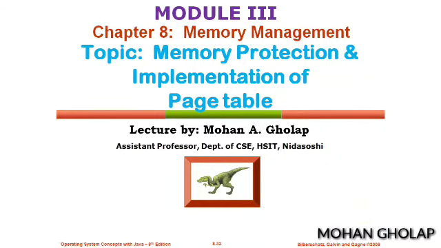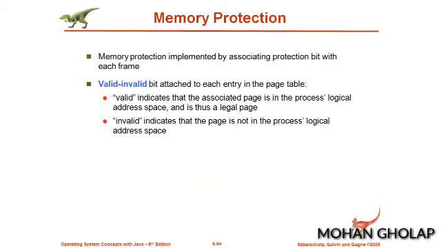So let us continue the discussion of the memory management chapter, and today we'll see the topic memory protection and implementation of page table. First we'll see memory protection. Memory protection is implemented by associating a protection bit with each frame. This one bit can define a page to be read-write or read-only. Here the bit may be a valid bit or an invalid bit, and it is attached to each entry in the page table.